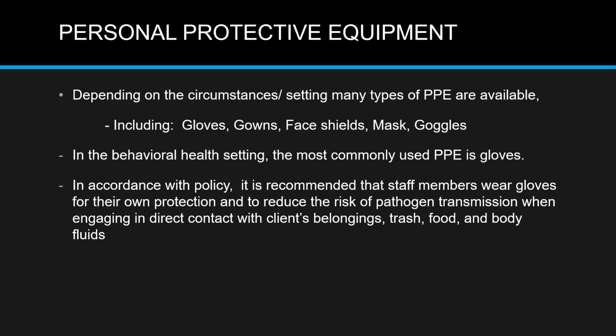Depending on the circumstances and settings, many types of PPE are available. This includes gloves, gowns, face shields, masks, and goggles. In the behavioral health setting, the most commonly used PPE is gloves. In accordance with policy, it is recommended that staff members wear gloves for their own protection and to reduce the risk of pathogens transmitting when engaging in direct contact with clients' belongings, trash, food, and body fluids.